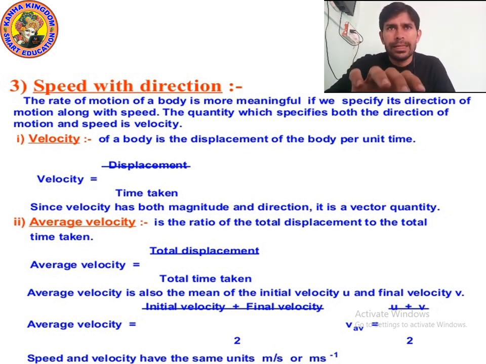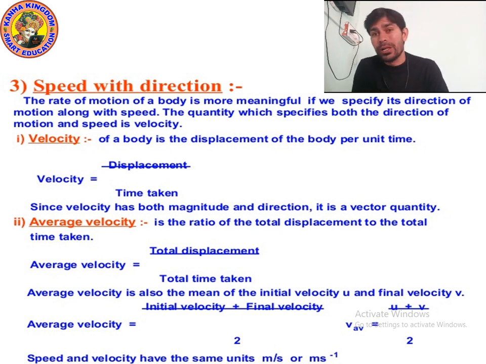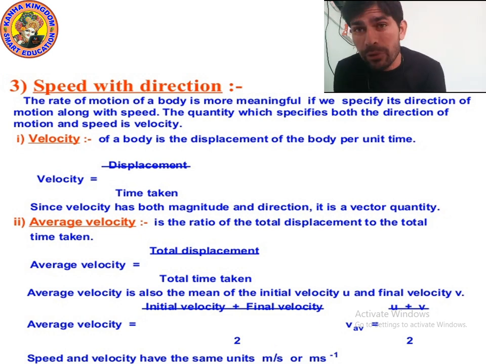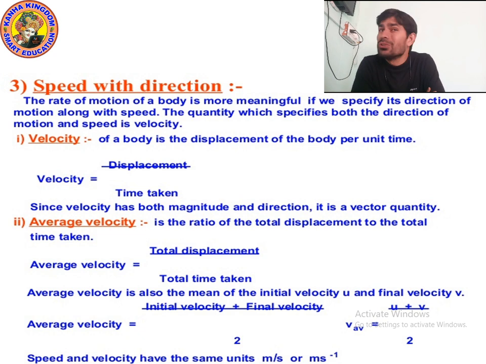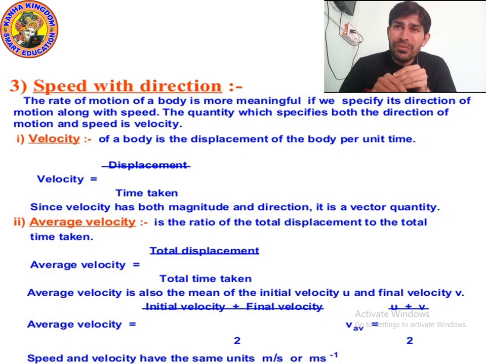Now kids, let's talk about speed with direction, meaning velocity, because speed is a scalar quantity. Speed is a scalar quantity, so it has no direction. But if speed is given with direction, then we say it is velocity. The rate of motion of a body is more meaningful if we specify its direction. The quantity which specifies both the direction of motion and speed is velocity.